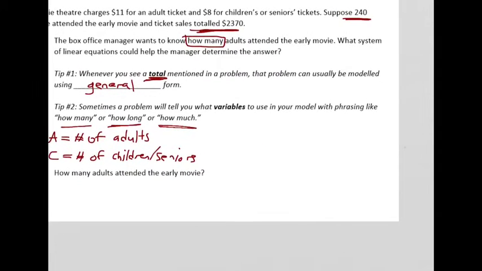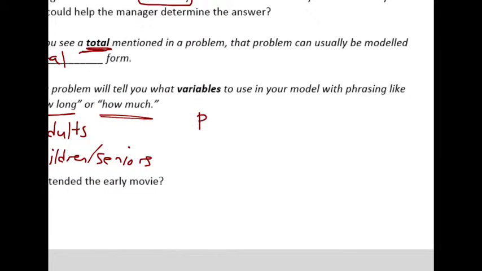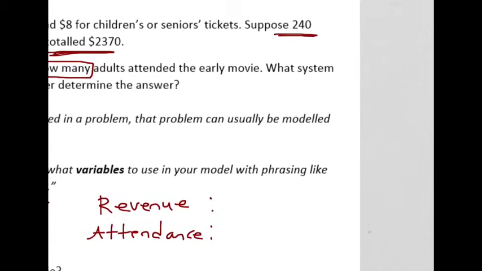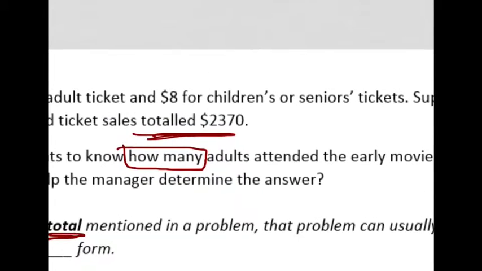And now for the model. All right, so what we're going to do is we're going to create two linear equations, one that represents revenue, the total revenue brought in by the movie, and the other one represents attendance. Now, how do I know that my equations are supposed to be about revenue and attendance? Well, the hint is in what the totals are about, right? I have one total that tells me the number of people that came, and I have another total that tells me the amount of money brought in, right? So each total gets its own equation.